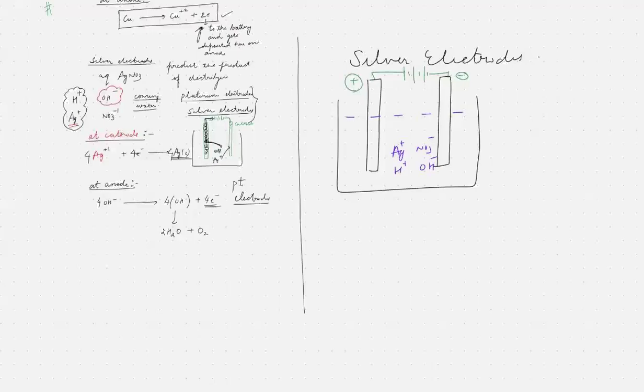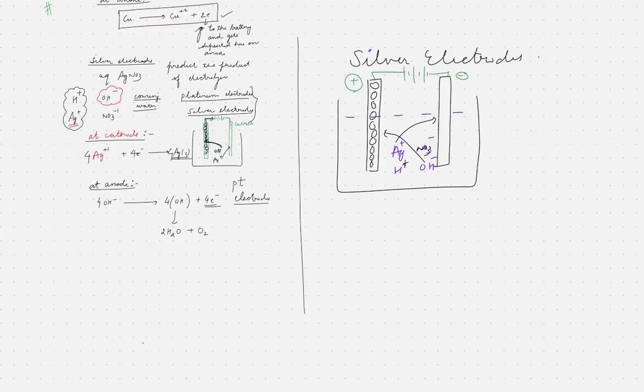Am I right or not? So when we have the silver electrodes, and we have Ag plus and NO3 negative, and we have H plus and OH negative, H plus and Ag plus go towards the cathode, Ag plus. Out of NO3 and OH negative, OH negative goes, but this time we have silver rods, silver atoms. Silver atoms are not passive, they lose electrons.